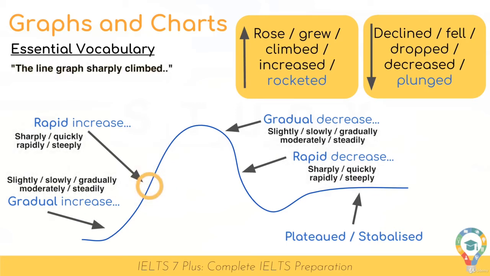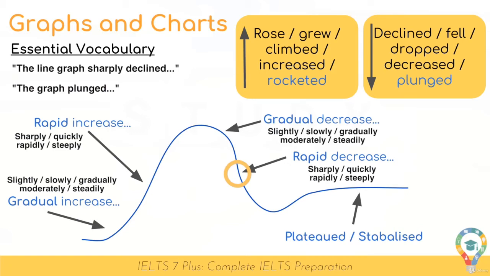The line graph sharply climbed. And here's an example with rocketed, which does not need an adverb. The graph rocketed. Let's see examples for a very large decrease. You could write the line graph sharply declined, or you could also say the graph plunged.